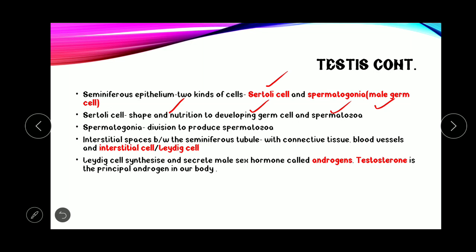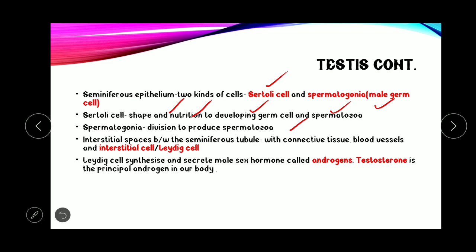Okay. So Sertoli cell provides shape and nutrition. As the Sertoli cell provides nutrition, Sertoli cell is also called nurse cell. Spermatogonia, what are spermatogonia? Spermatogonia are the germ cells that divide to form the spermatozoa, that is the mature male gamete. Then the interstitial space between the seminiferous tubules, with connective tissues.